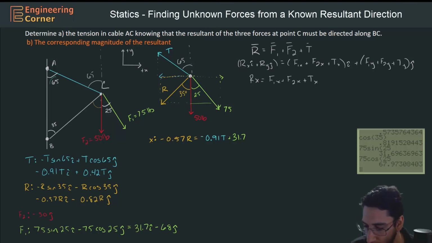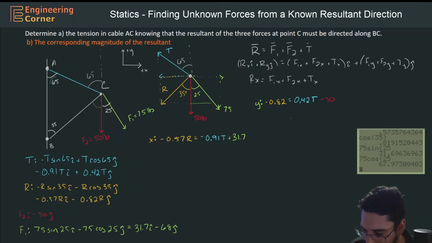Now my y is going to be equal to this: minus 0.82r equals 0.42t minus 50 and minus 68.